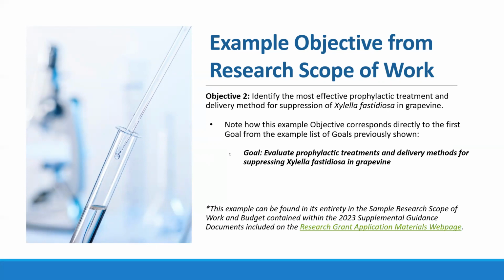So objective 2 is going to be identify the most effective prophylactic treatment and delivery method for suppression of Xylella fastidiosa in grapevine. And so I think it's important to note that the objective is similar to the goal. So again, as a reminder, the goal is to evaluate prophylactic treatments and delivery methods for suppressing Xylella fastidiosa in grapevine. So again, they're very similar, but the objective is more specific and really focuses in on a portion of the goal to be achieved here.